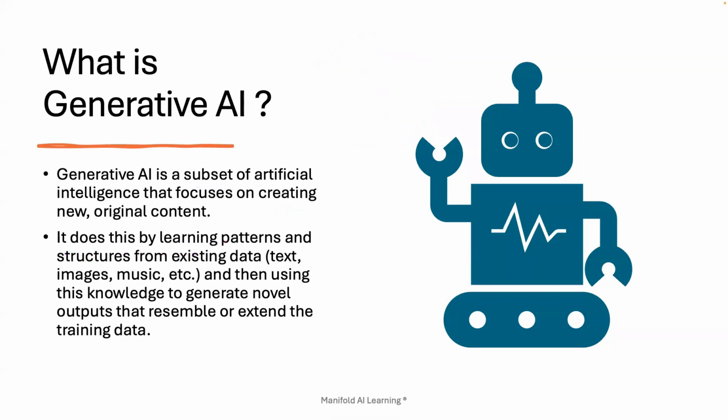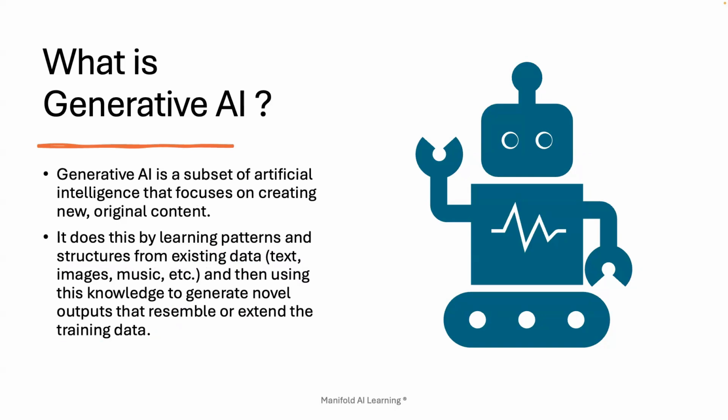This is a special system where you provide the pattern, and using such patterns, it will learn the representation. Then, using this knowledge, it will generate the new output, which resembles or extends the training data. So that's one of the key things about this generative AI.